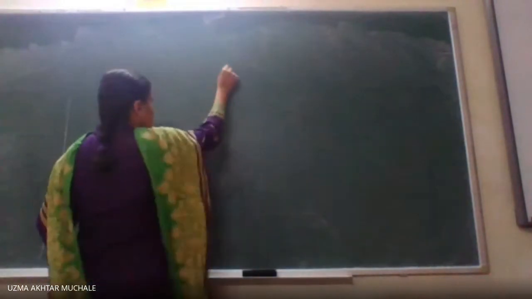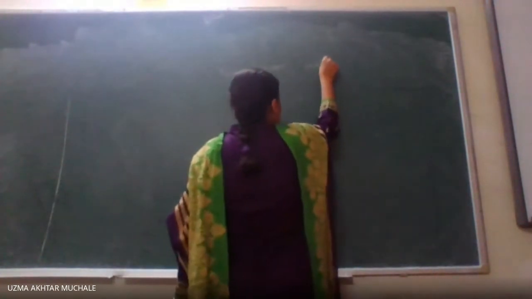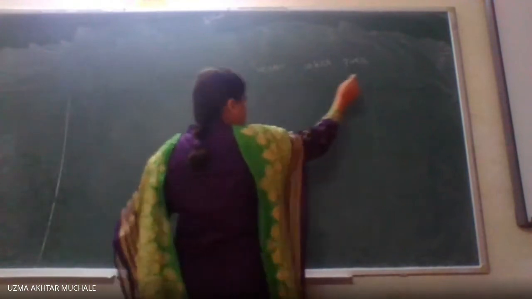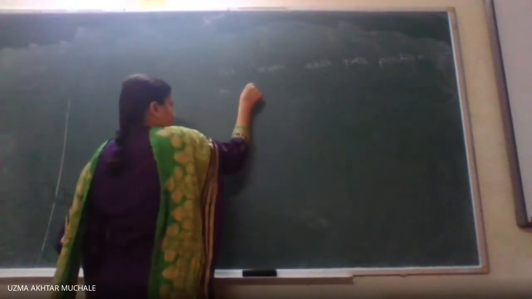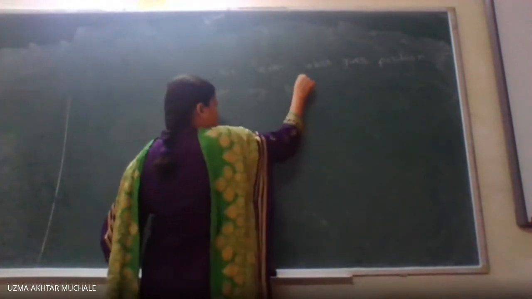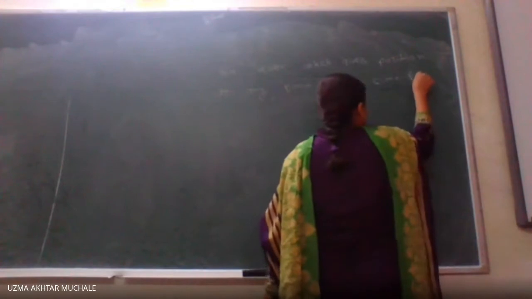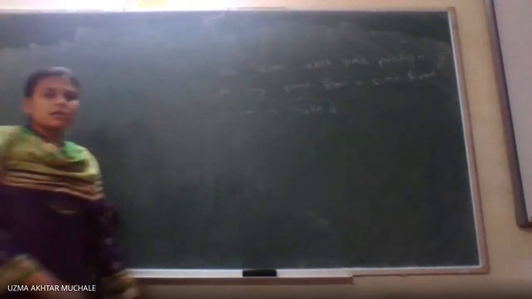The vector which gives the position at any point from some fixed point is called, what is it called? A position vector. From a fixed point is called a position vector.